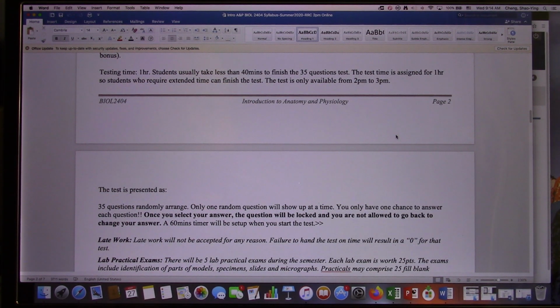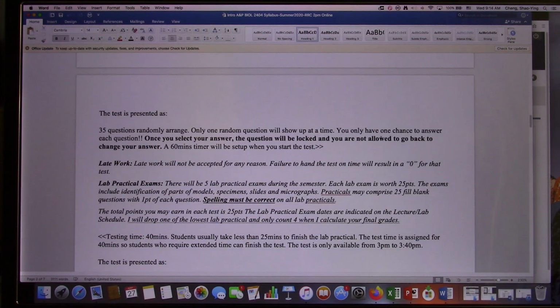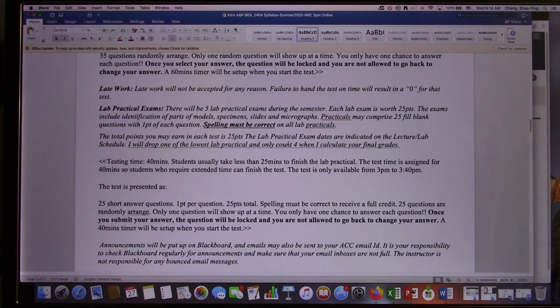And then from 3 p.m. we have the lab practical. The lab practical is fill in the blank. There are totally 25 questions. Every question is 1 point. Spelling must be correct because you are taking anatomy and physiology. You are learning a new language. The spelling needs to be correct.